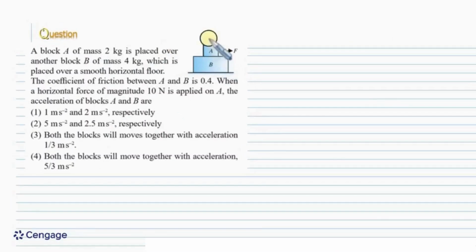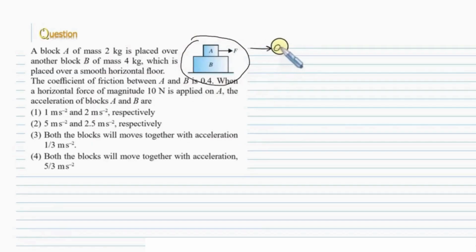In this question, first of all, we need to investigate whether the system of blocks A and B moves together with a common acceleration or there is relative sliding between the blocks. In case of relative sliding, the accelerations of blocks A and B will be different. First, assume the system moves together.